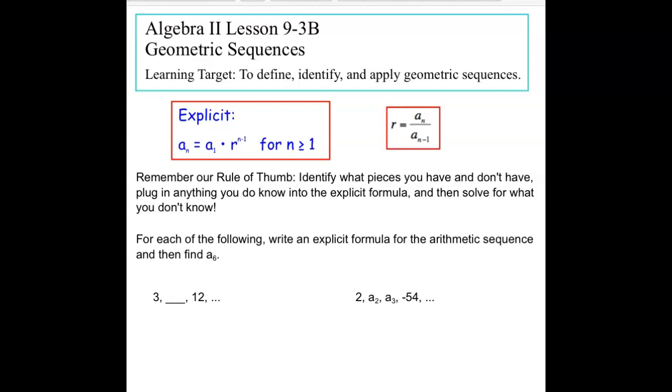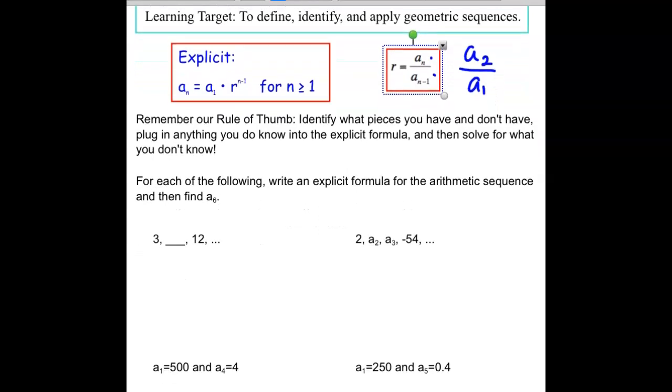Okay, today we're going to finish up our section on geometric sequences. Remember, our explicit formula was to take the first term times r to the n minus 1 power in order to figure out our nth term. And remember, to find r, we can take any term and divide it by its previous term. So we typically will just do second term divided by first term. But you can use any consecutive terms in your sequence.